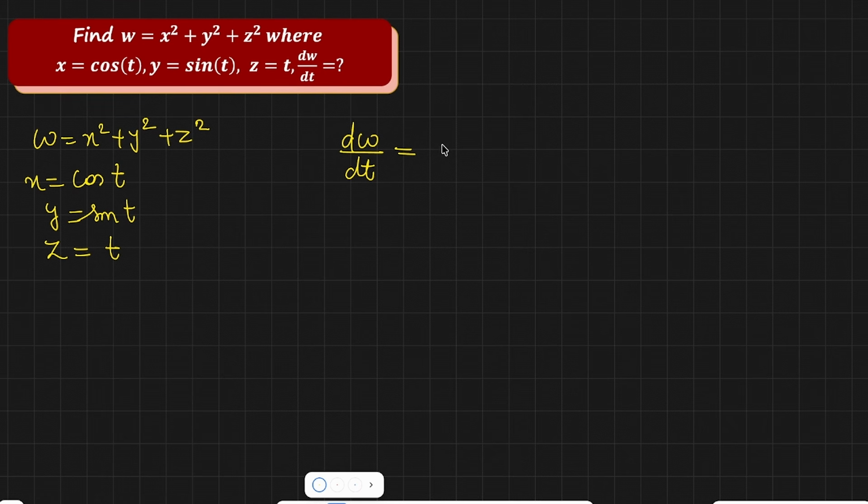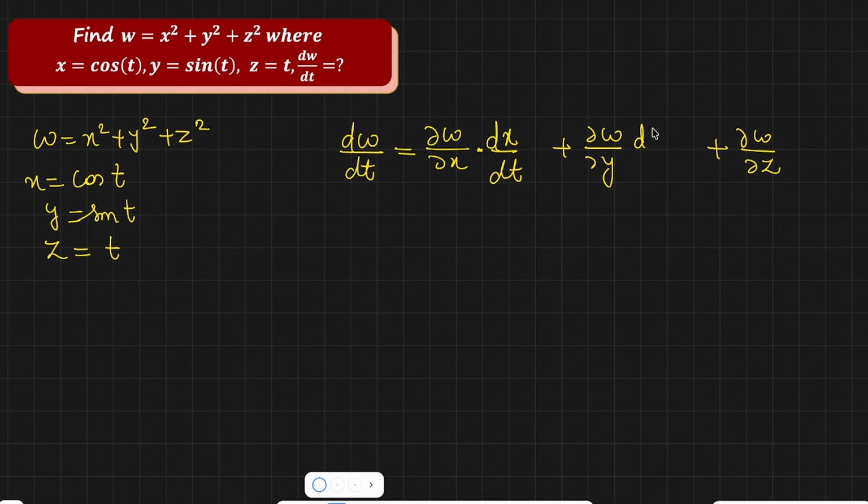This is the question. Start with the partial derivative with respect to x, the partial derivative with respect to y, the partial derivative with respect to z. x is a function of t, so dx/dt, dy/dt, dz/dt. This is the formula. That's it. Now you find out all the terms.